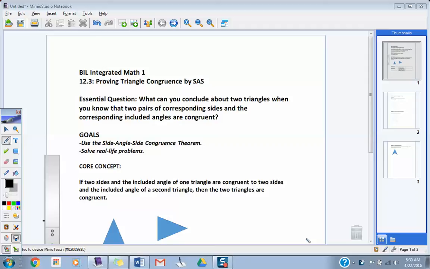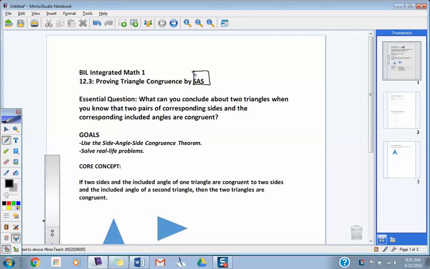Today we're going to start talking about proving that triangles are, what's the word here? Congruent, showing that they are the same triangle by SAS. We're going to get a little sassy today, all right? Or saucy, whatever you want to call it. SAS. Anybody have a guess what SAS stands for?